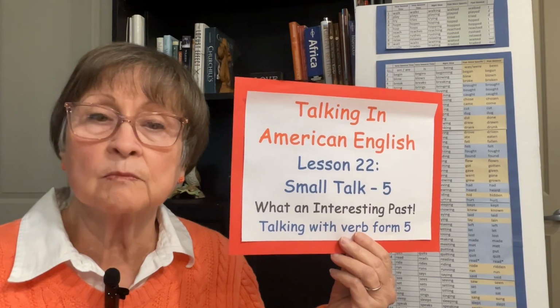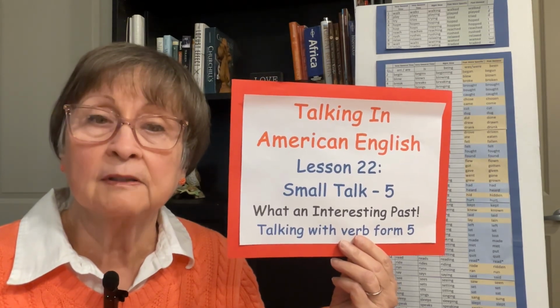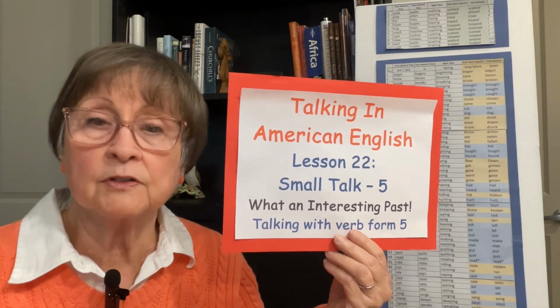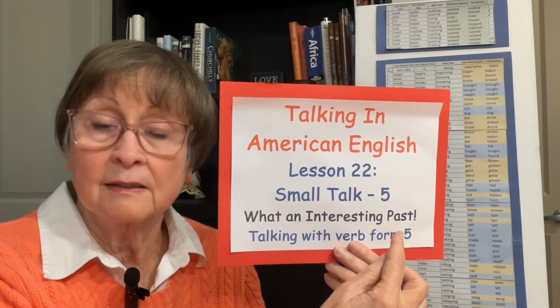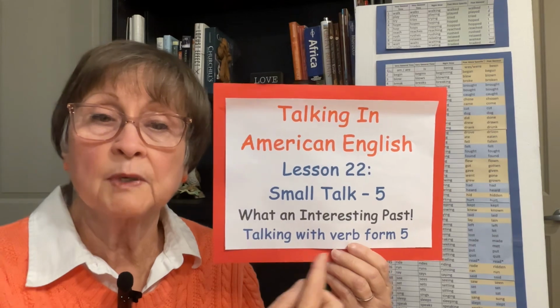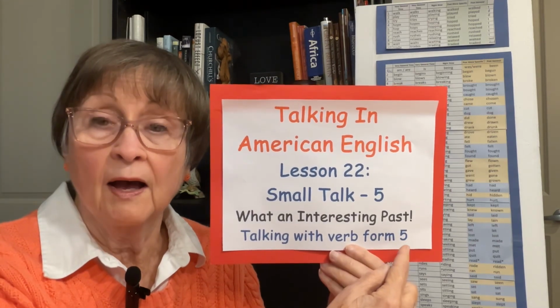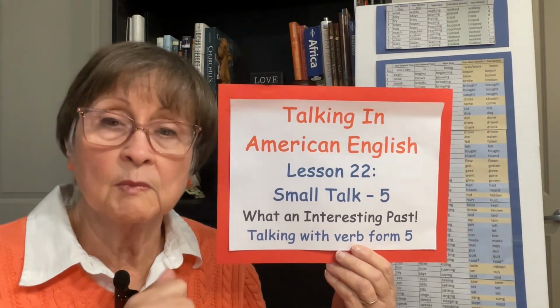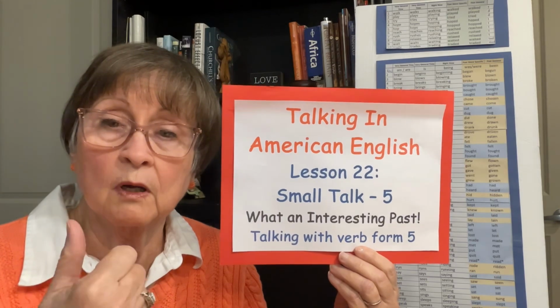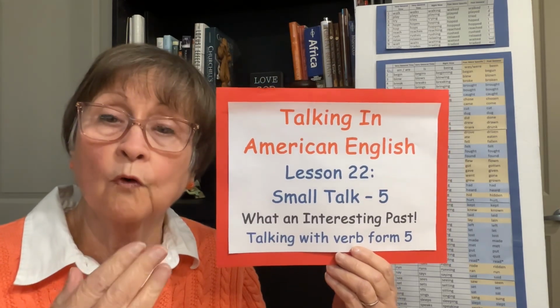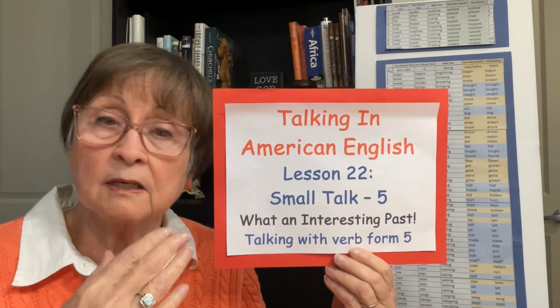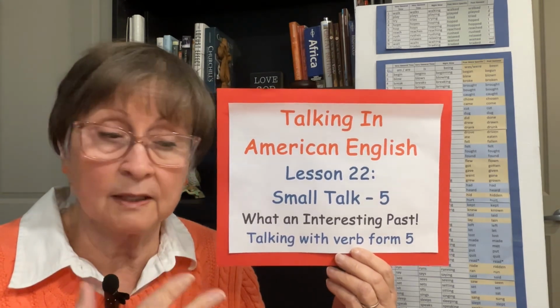Now we're doing lesson 22. This is Small Talk 5, and the subject will be What an Interesting Past, and we will be using Verb Form 5. Remember, we started out with Verb Forms 1 and 2, which is anytime, 3, which is right now, 4, which is a particular past, and now 5, which is a general past.